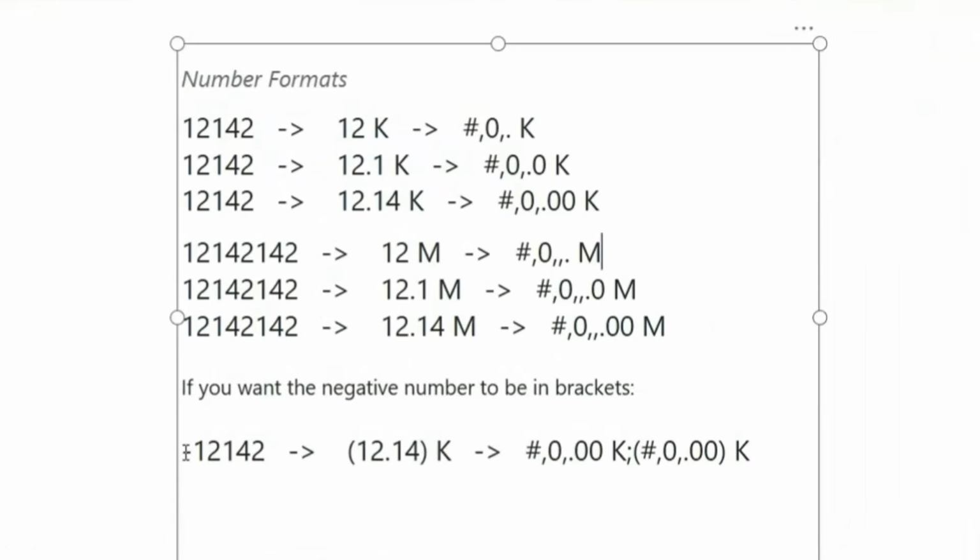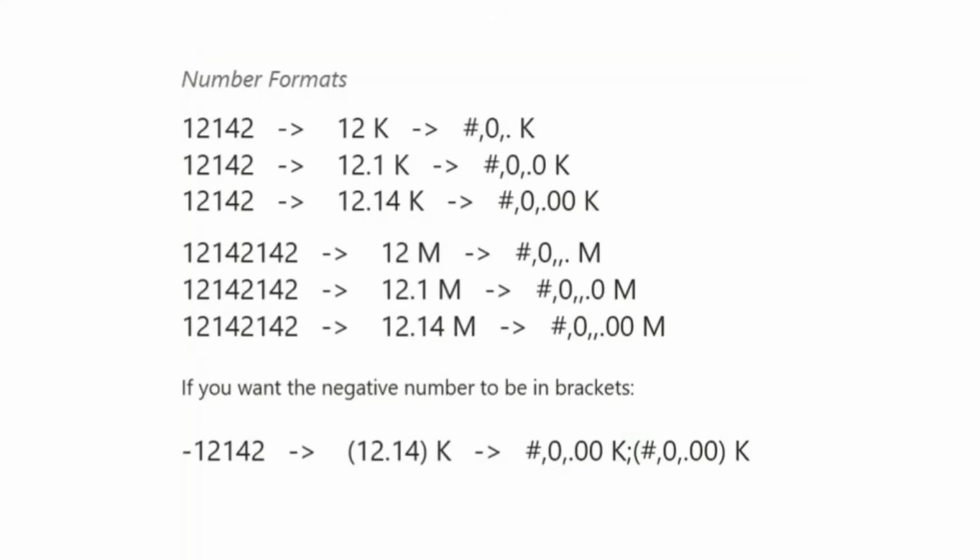Now if you see here, if this number is negative and we want to show this negative number in this bracket format like this, what we can do is say hash comma 0 comma this. So this is the formatting for the positive part. And if the number is negative, for that we can add a semicolon as a separator, and after that we can write a formatting for the negative part of the number. So if the number is negative, it will show in this format. So I hope you understood the use of semicolon.